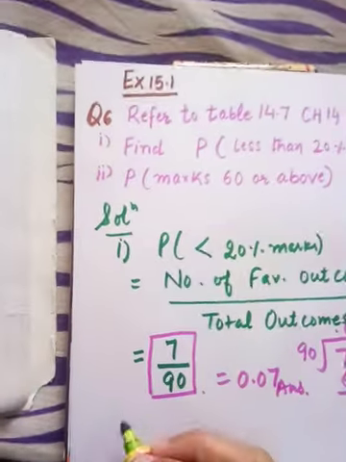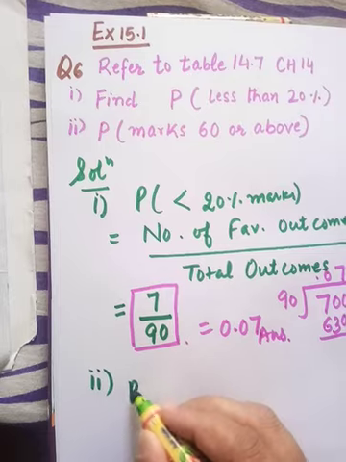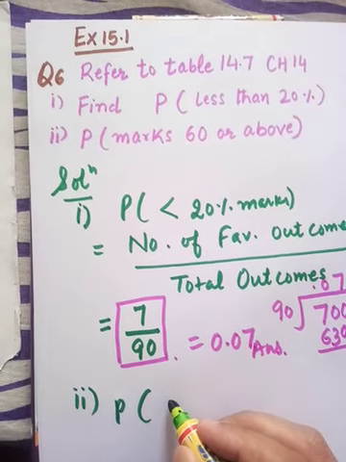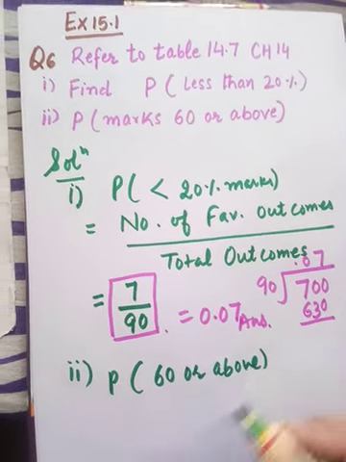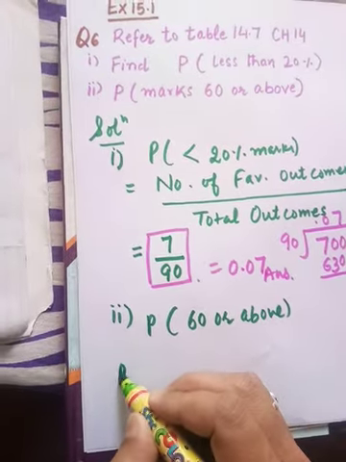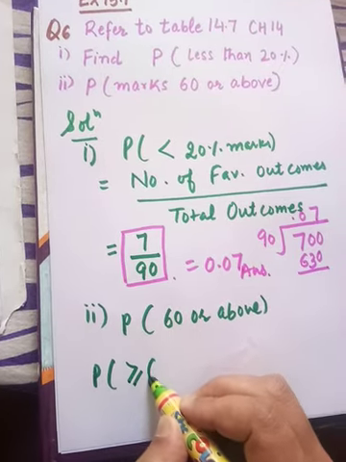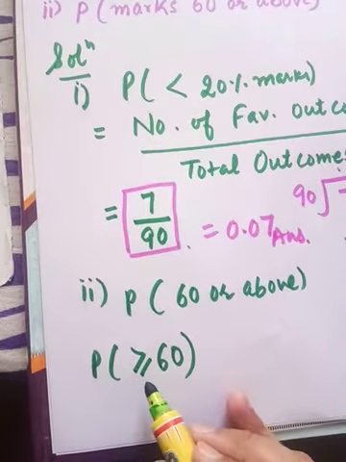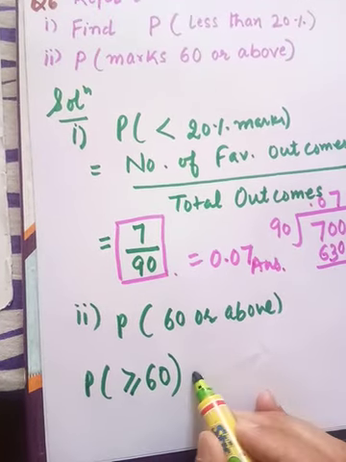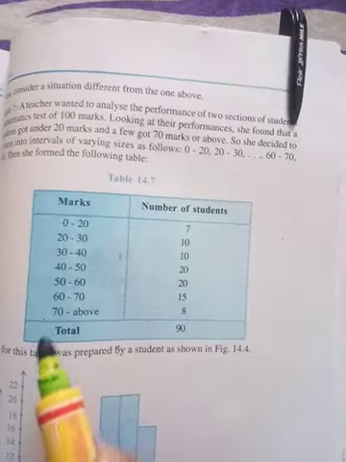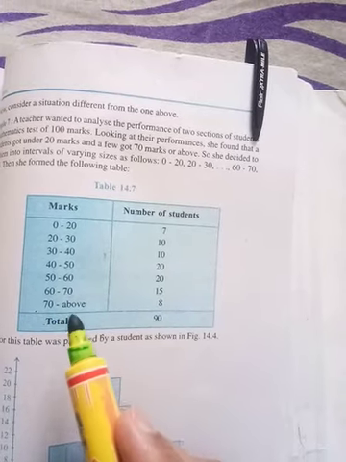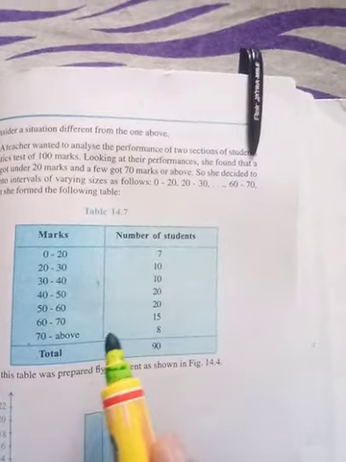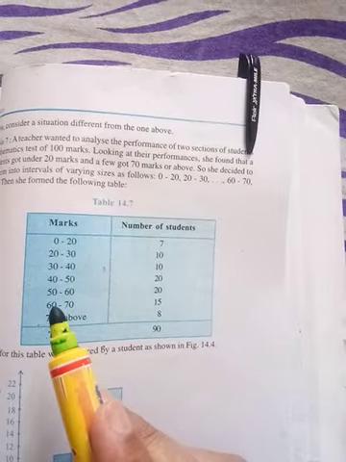Now let's do the second part, probability of marks 60 or above. In fact, we can write it in symbol as P greater than or equal to 60. Children, here see, both the signs combined here, greater than and equal to 60. So let's see the favorable outcomes here. How many are the favorable outcomes? 60 and above. 60 to 70 is also 60 and above, and 70 and above is also above that. So we have two cases here, right from 60 till the end.